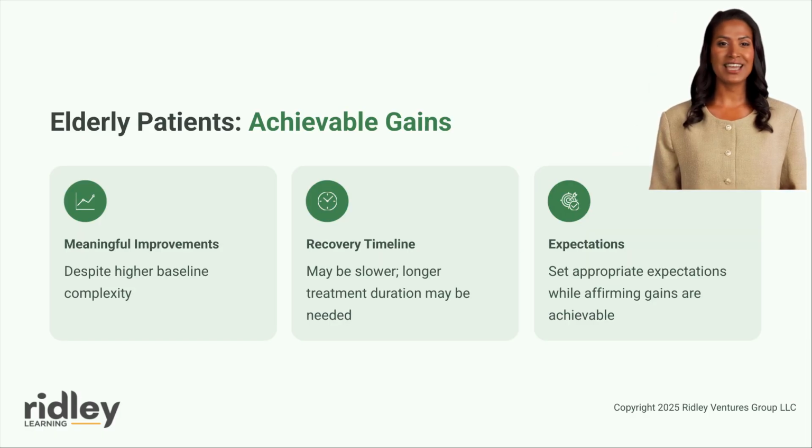Research examining age-related outcomes in lumbar spinal stenosis has produced encouraging findings that support active rehabilitation for patients across the age spectrum. A comparative study by Takase and colleagues examined surgical outcomes in patients aged 75 years and older compared to younger patients, finding that while elderly patients presented with higher rates of frailty, polypharmacy, and comorbidity burden at baseline, they still achieved meaningful functional improvements following intervention.